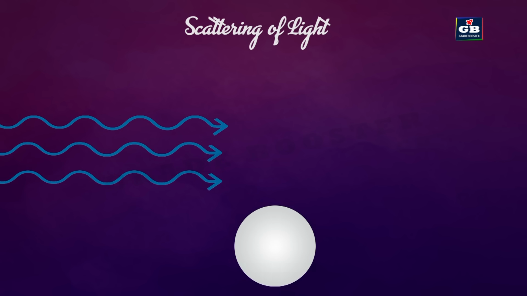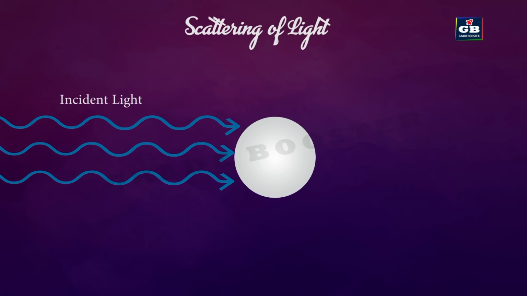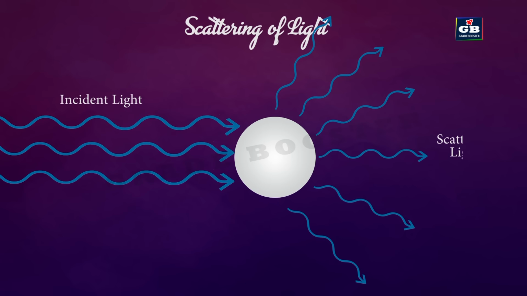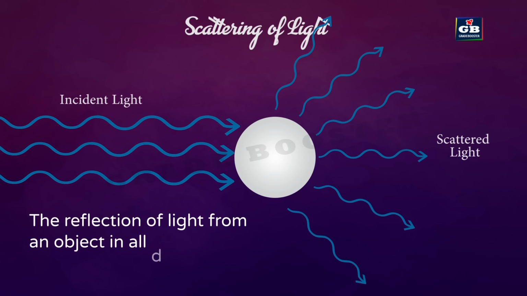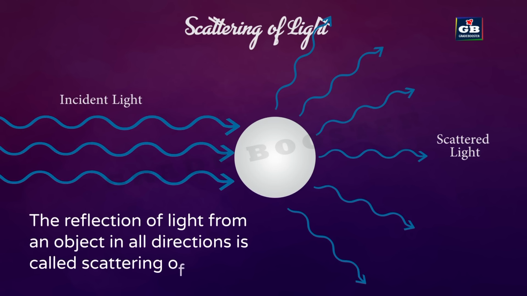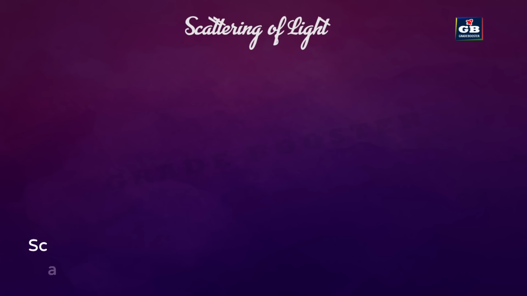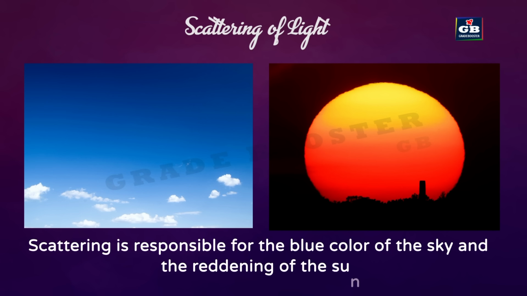Scattering of light. When a particle comes in the path of a light ray, it gets reflected and scattered in all directions. So the reflection of light from an object in all directions is called scattering of light. When the light ray hits that particle, the light ray gets reflected in different directions. It is called scattering of light. This scattering is responsible for the blue color of the sky and the reddening of the sun.